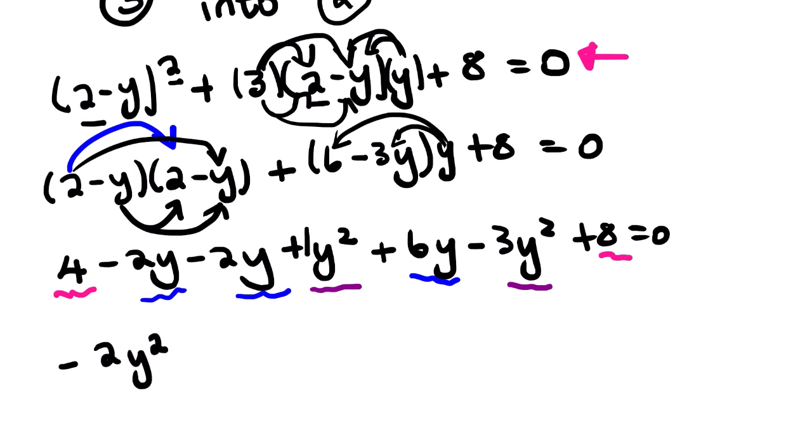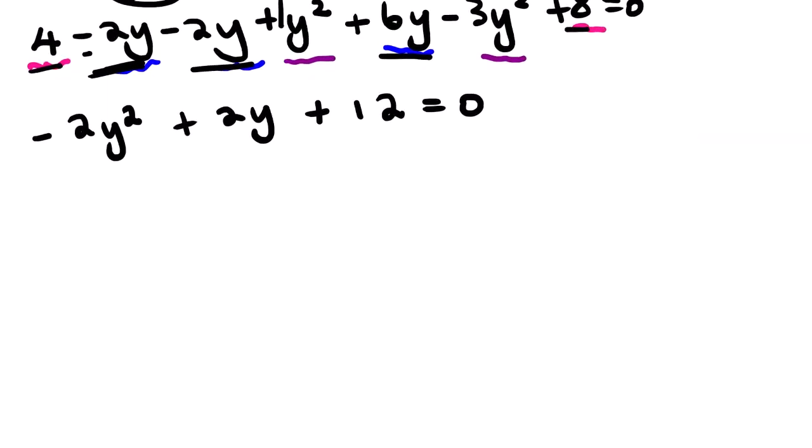And then we have negative 2y minus 2y is negative 4y, plus 6y is positive 2y. And then 4 plus 8 is actually 12, equal to 0.